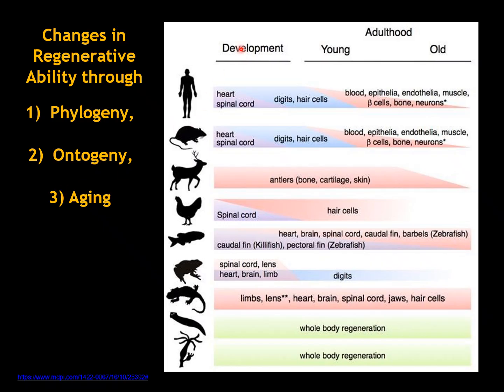Here we have the development, the adulthood when they are young, and when they are old. And here, for example, we were talking about the antlers, which are bone, cartilage, and skin. So they are able to regenerate the antlers, but not an entire leg. So it's fascinating that they can do those kinds of things. Here, mice and humans are able to regenerate to the same degree, it's very similar where we're able to regenerate.